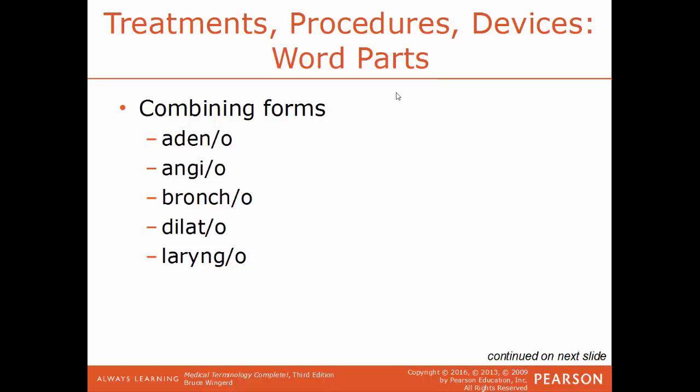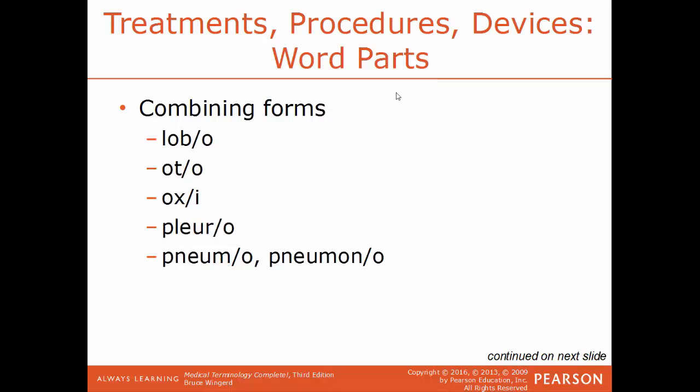Dilato means to dilate or to expand or enlarge. Laryngo is reference to the larynx or the voice box. So our next group of combining forms. Lobo is reference to a lobe. Now for this system, we'd be talking about a lobe of the lung. Oto is a reference to the ear. Oxy is a reference to oxygen.